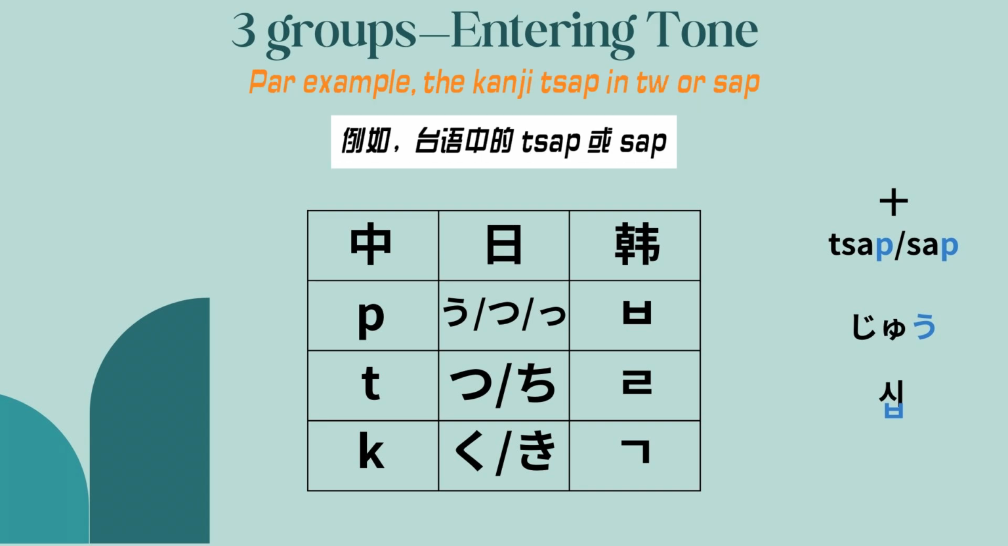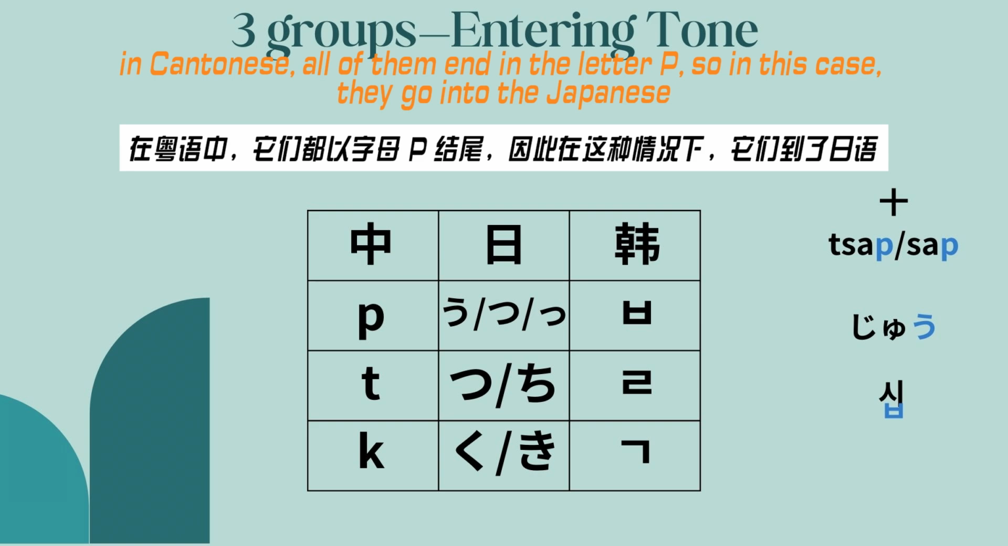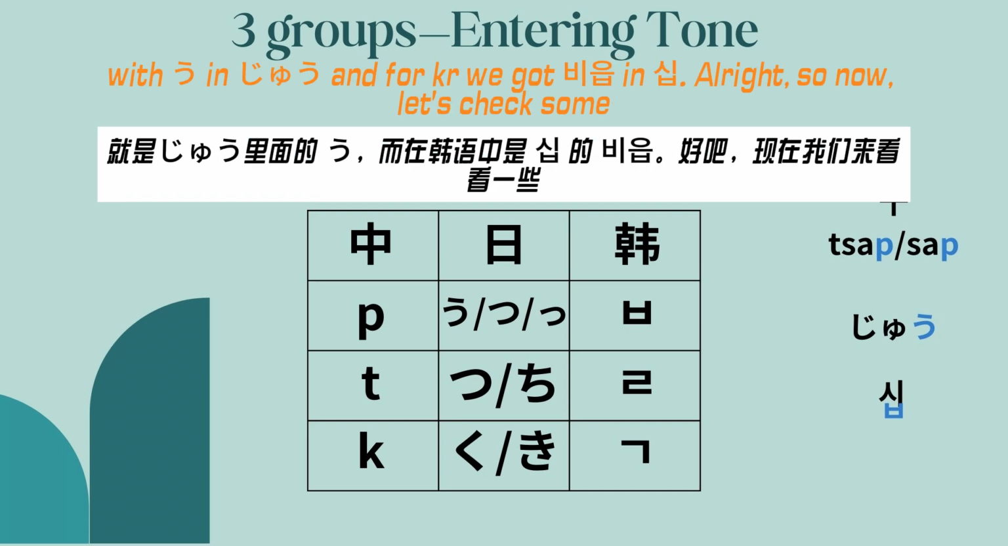Par exemple, the kanji zap in Taiwanese or sap in Cantonese, all of them end in the letter P. Así que in this case, they go into the Japanese with U in Ju. And for Korean, we got P in ship.